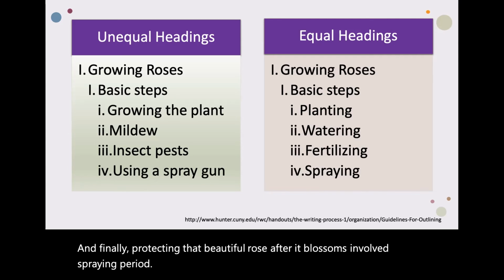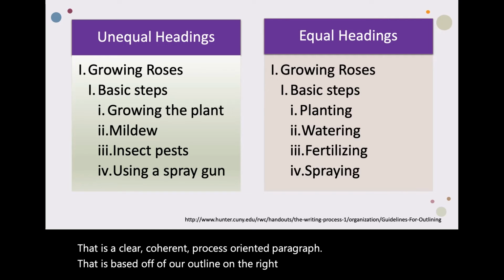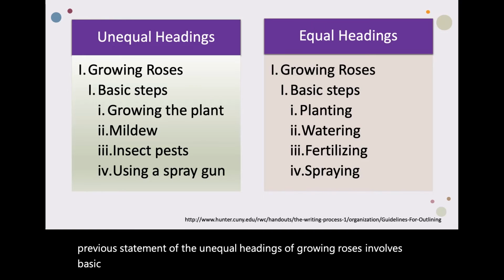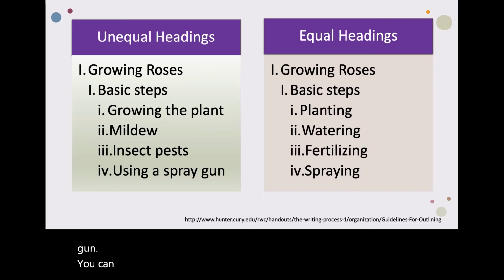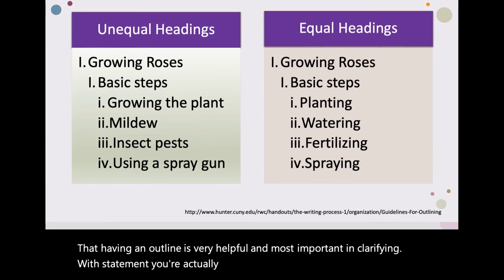That is a clear, coherent, process-oriented paragraph that is based off of our outline on the right-hand side, compared to our previous statement of the unequal headings: growing roses involves basic steps, of growing the plant, mildew, insect pest, and using a spray gun. You can quickly see, I hope, that having an outline is very helpful and most important in clarifying what statement you're actually trying to get across.